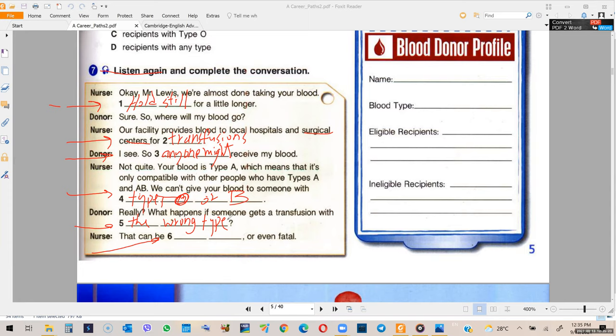And the last thing is, that can be very dangerous. Or even fatal. Wow. So you have to be pretty careful about labelling, don't you? That's right. We keep very careful records here to make sure no one gets the wrong blood type. Very dangerous. Okay.